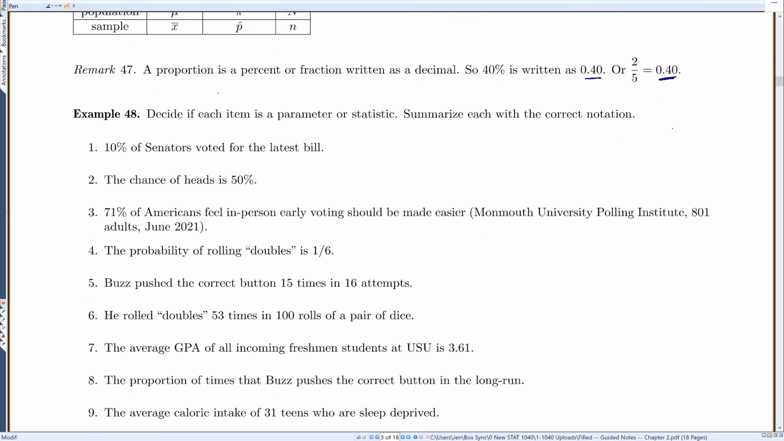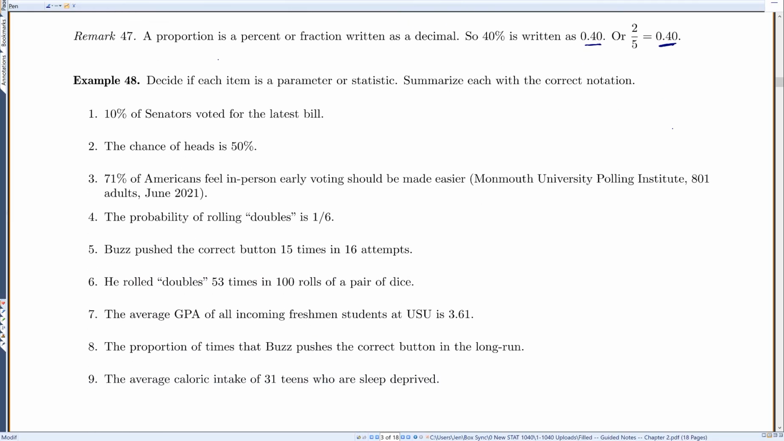So let's read through each of these and decide if it sounds like they're talking about a parameter or a statistic. And let's summarize each with the correct notation.